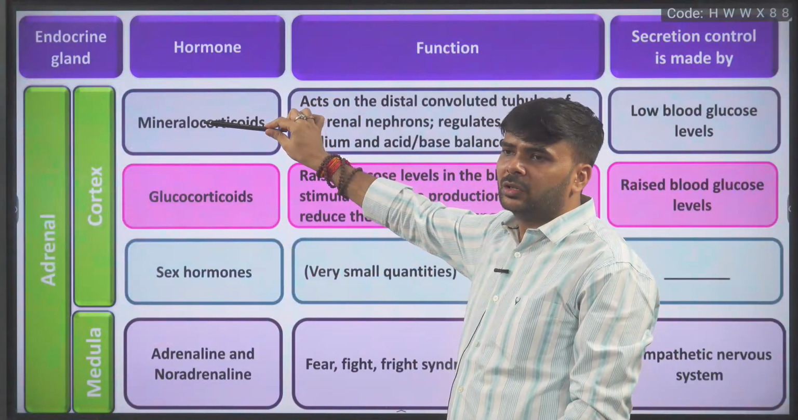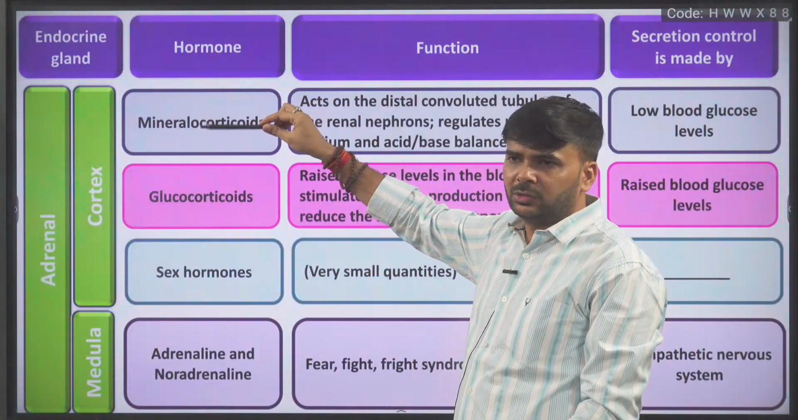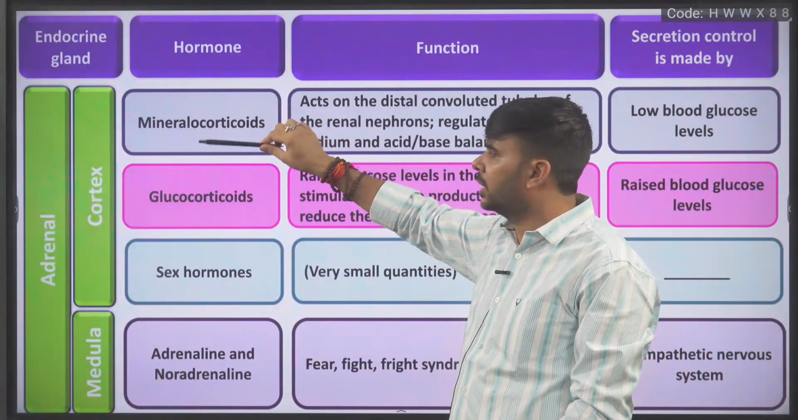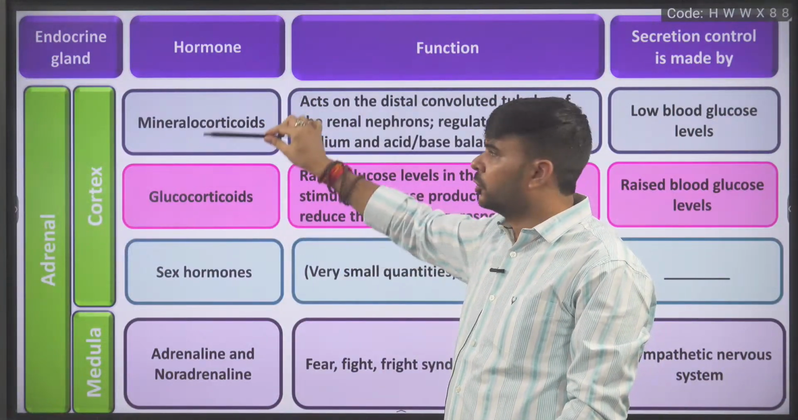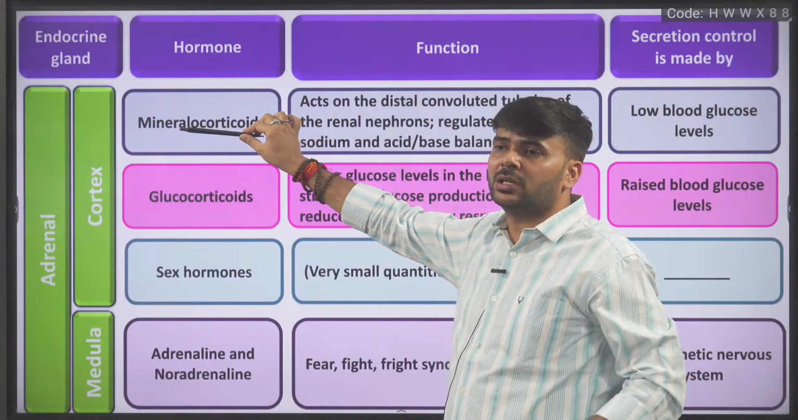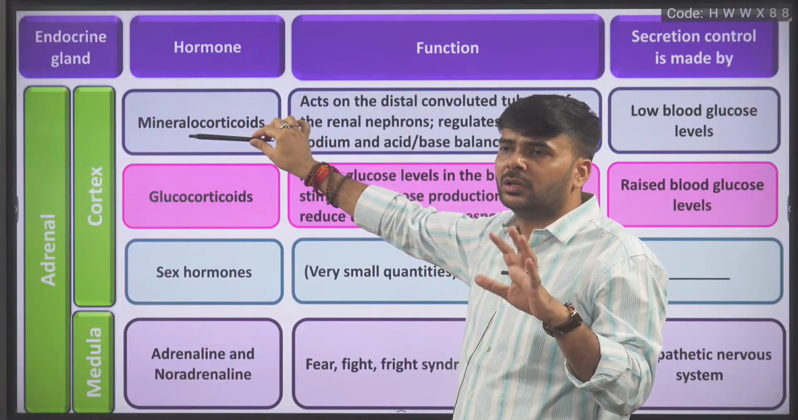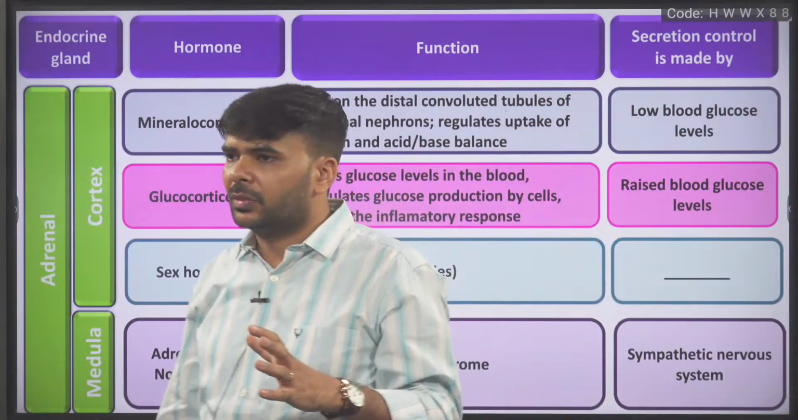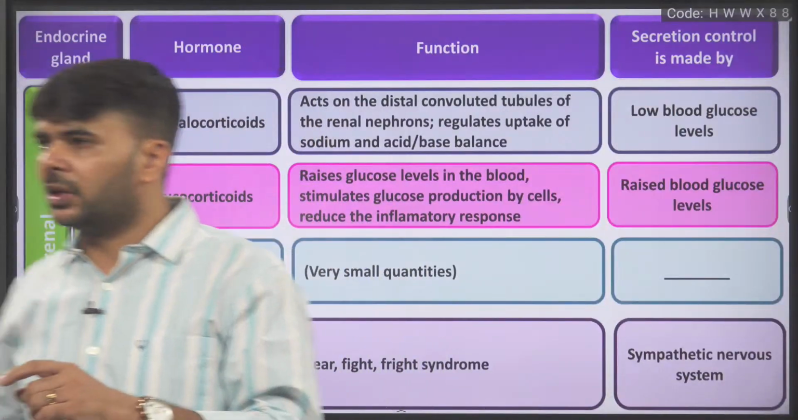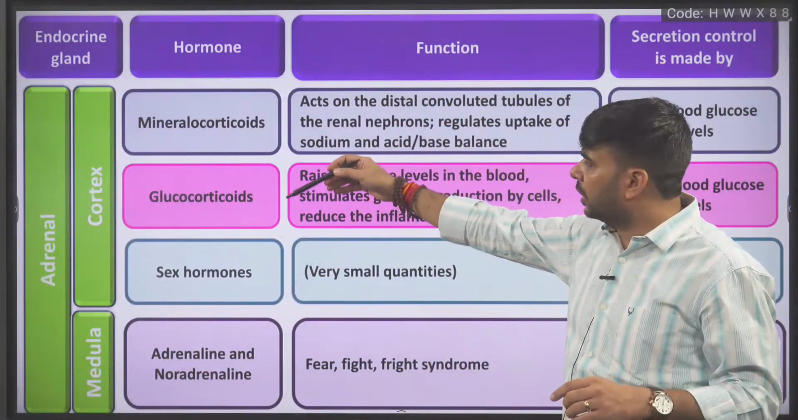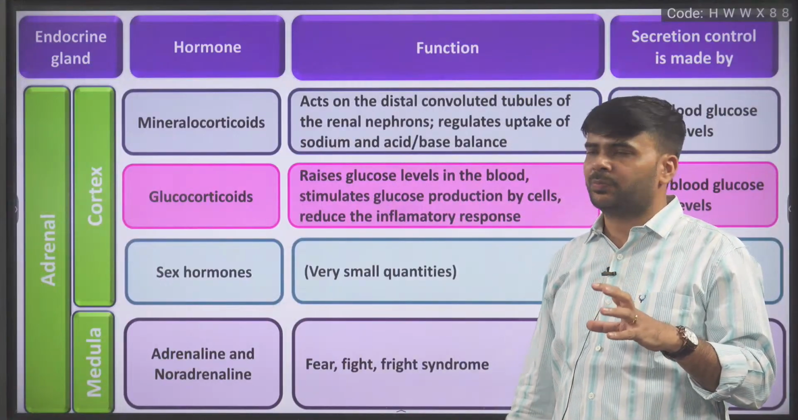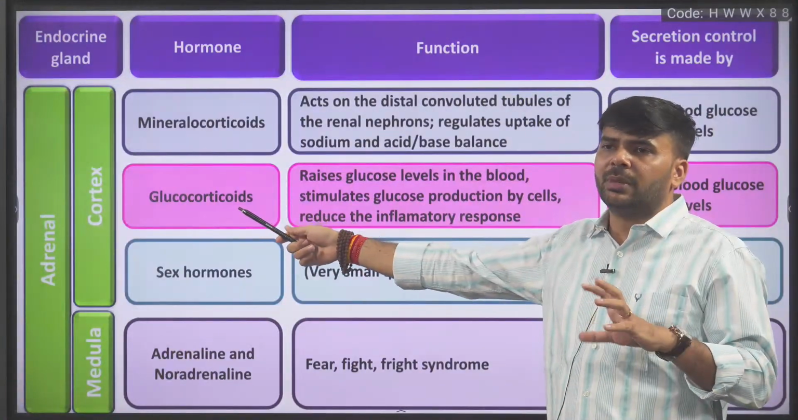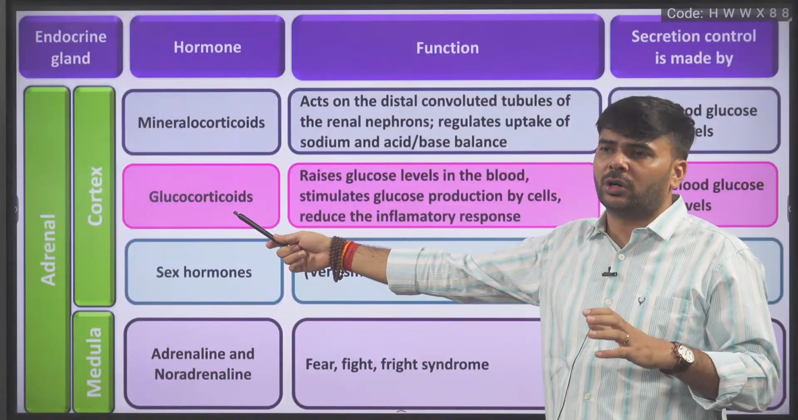Mineralocorticoid is released by the glomerulosa, the first layer. Second layer, glucocorticoid. So mineralocorticoid is for salt retention, salt maintenance. Then go to the glucocorticoids. Glucose maintenance hormones are called glucocorticoids.